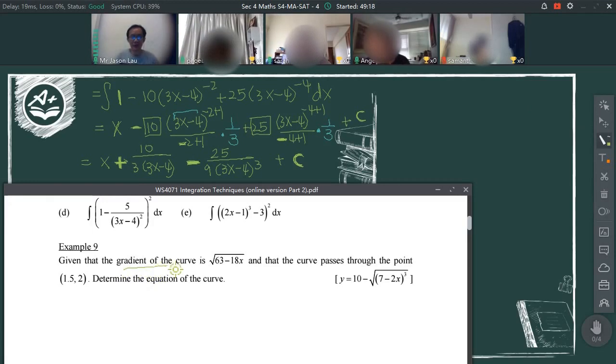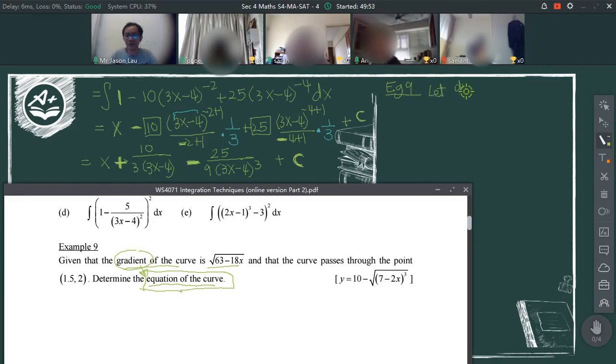The gradient of a curve is this, and the curve passes through the point. Determine the equation. So again, it's not because of this topic that we do integration. It's more because we identify the question that they ask. So they want to find the equation, so it is from gradient to the equation. Therefore, it's integration. Okay, so we reason it out like that, so that when you go to the exam, you are more prepared. Oh, this question is this topic, that question is another topic. Yeah.